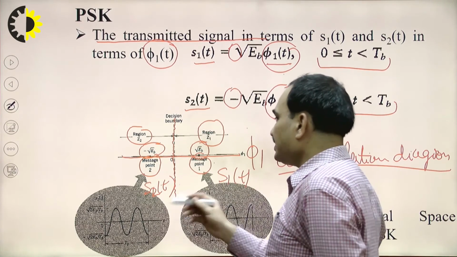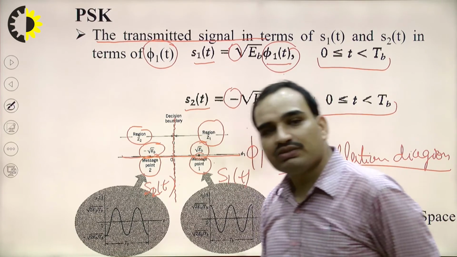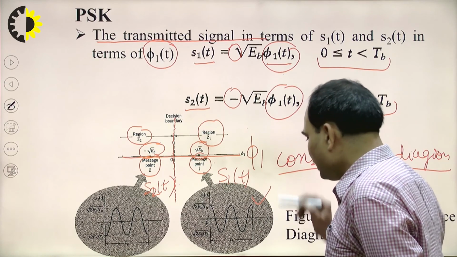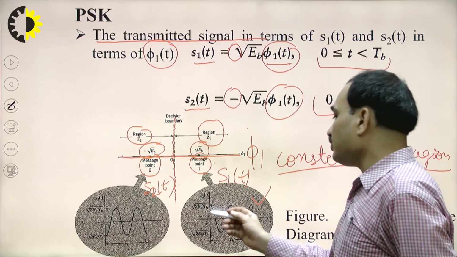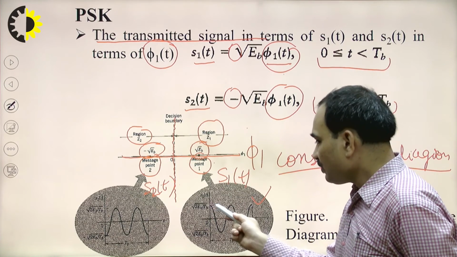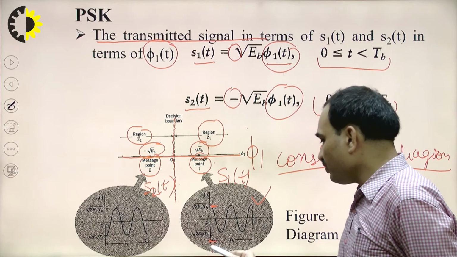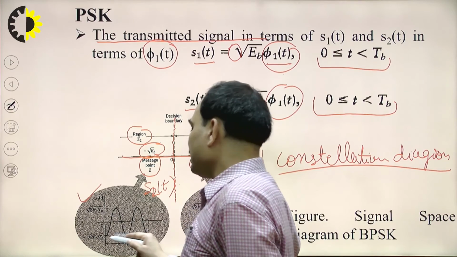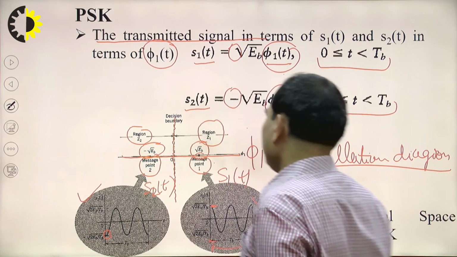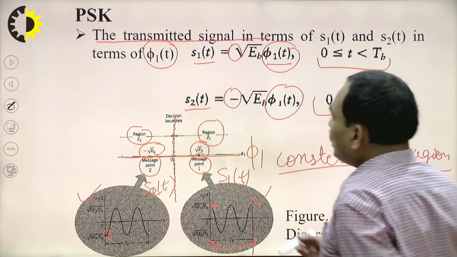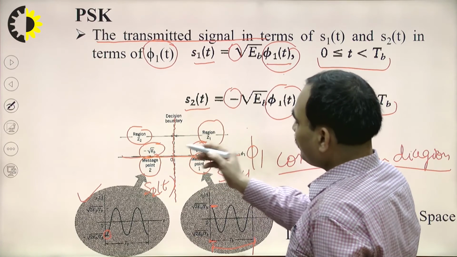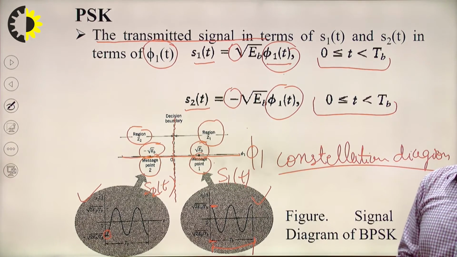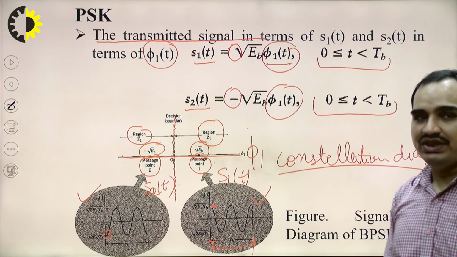If we calculate the distance between these two points, half of that distance is the decision boundary. Here s1(t) is represented by this diagram, given by the square root of Eb by Tb for the positive, and the negative for the entire bit duration from 0 to Tb. Similarly, we have defined s2(t), which is 180 degrees out of phase. So we have the decision boundary, and we have represented our message points in the constellation diagram of the PSK signal, that is, the signal space diagram of PSK.